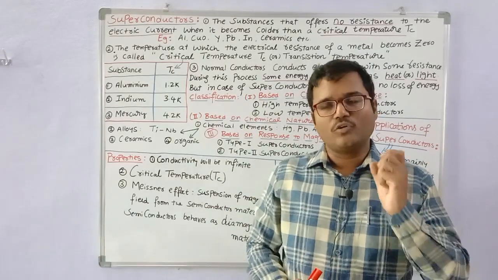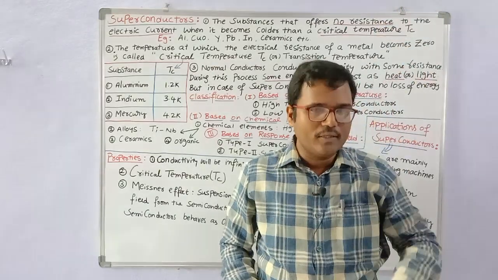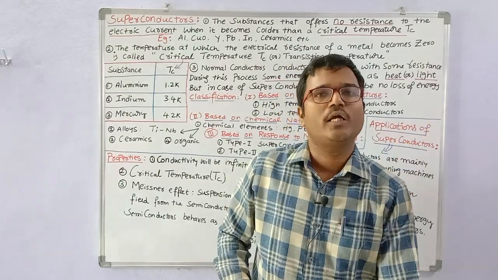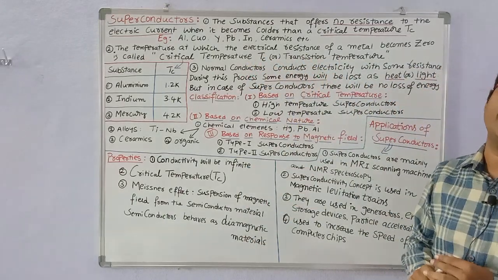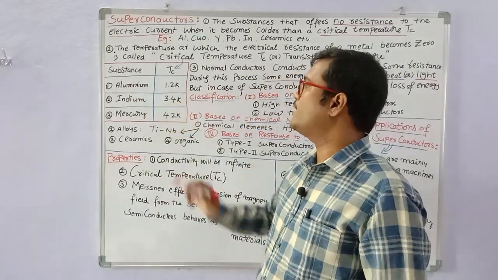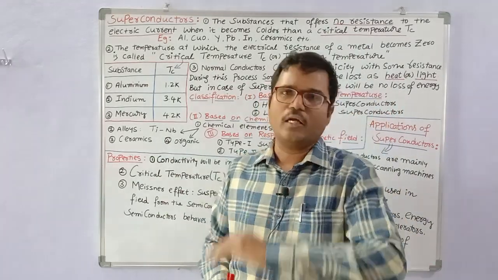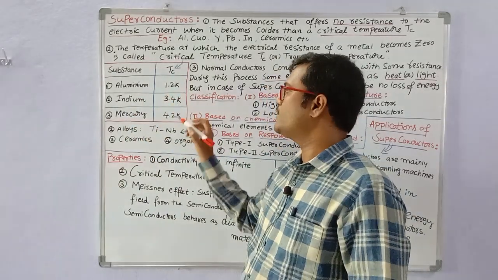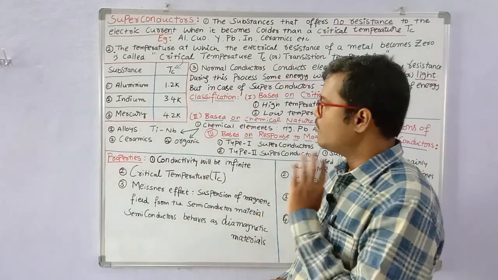To attain this condition, that is the zero resistance, we need to cool down the superconducting material. The temperature at which a normal conductor becomes a superconductor is called the critical temperature or transition temperature. For example, take aluminium. If you cool the aluminium to the temperature of 1.2 Kelvin, it will behave as a superconductor. Aluminium is a normal electrical conductor. Indium also becomes a superconductor at the critical temperature of 3.4 Kelvin. Mercury also becomes a superconductor at the temperature of 4.2 Kelvin.